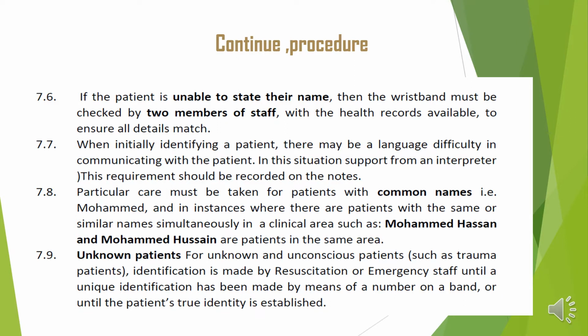For non-patient and unconscious patients, such as trauma patients, as we said, identification is made by resuscitation or emergency staff. As we said, no family member, we are the family member. We can do it by double check by two staff until a unique identifier comes: next of kin, some relative, carer, or the police come, and they will identify him. At that time we can do the identification again.